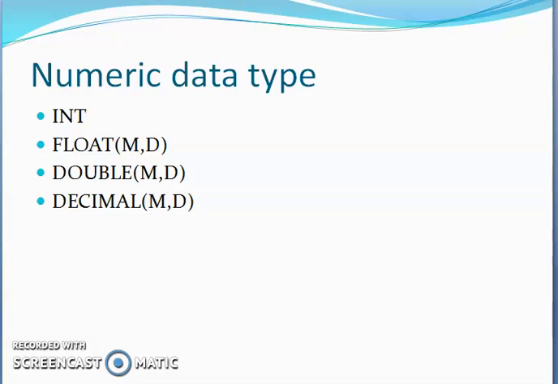Okay, next one is double. Double data type is used for a double precision floating point number that cannot be unsigned. There are also M and D, M for length and D for the decimal part. Then next is decimal. An unpacked floating point number that cannot be unsigned is used for decimal.